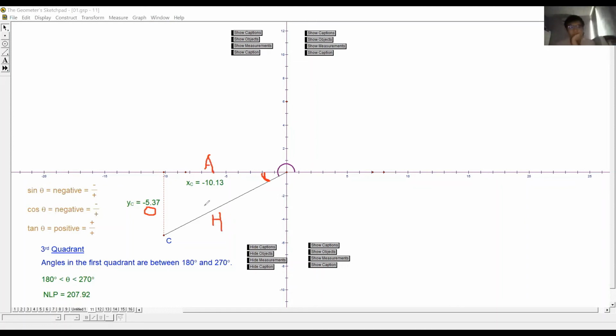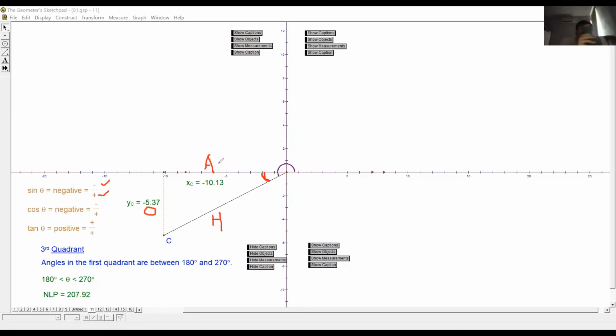Now, if you want to find the sine trigonometric ratio, it is opposite over hypotenuse. Opposite is this number. It is a negative number. Hypotenuse is always positive. So negative over positive is negative. So the sine in the third quadrant is negative. Okay, let us look at the cosine.